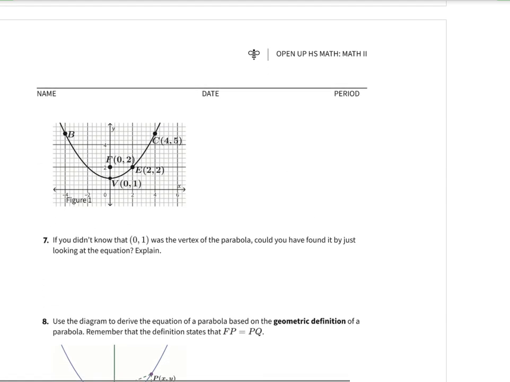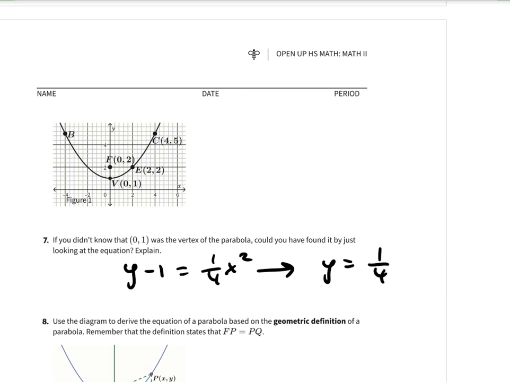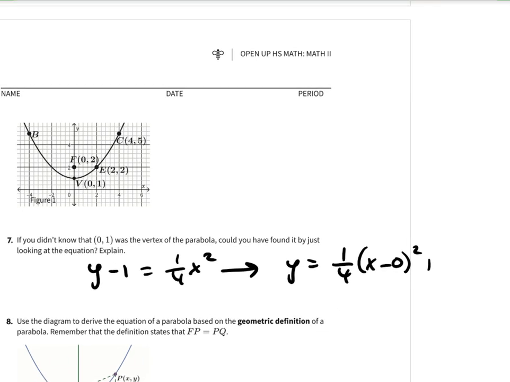Number 7. If you didn't know that (0, 1) was the vertex of the parabola, could you have found it just by looking at the equation? Yes, you could. That is because the equation itself is in vertex form, right? We just have to bump the 1 over and we're good. So we had y minus 1 equals 1/4 x squared. If I bump that 1 over, we get y equals 1/4 (x minus 0) squared plus 1. So yes, you could.